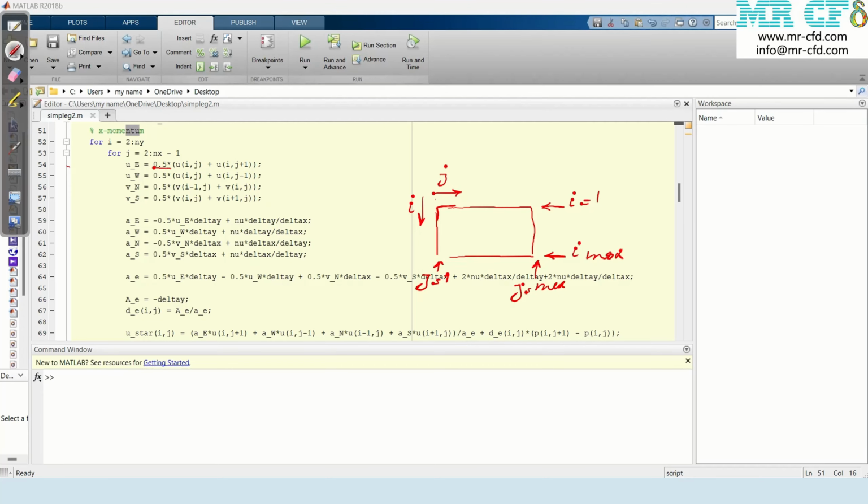U at the east face is computed as the average of U values at indices i,j and i,j plus 1. Similarly, U at the west face is the average of U at indices i,j and i,j minus 1. For the north and south faces, the values are calculated at indices i minus 1 and i plus 1 respectively. Values at each face represent the average of values at neighboring cells, such as V sub n being the average of values at indices i minus 1,j and i,j.